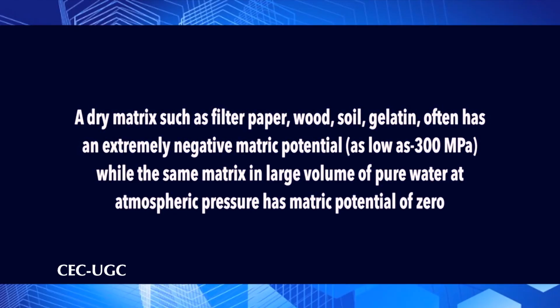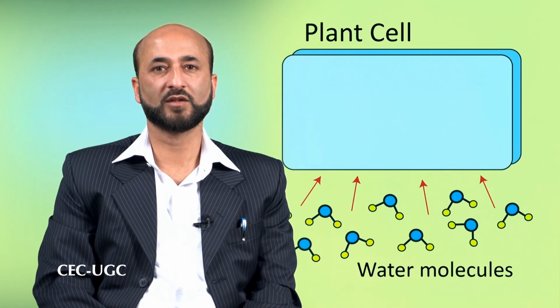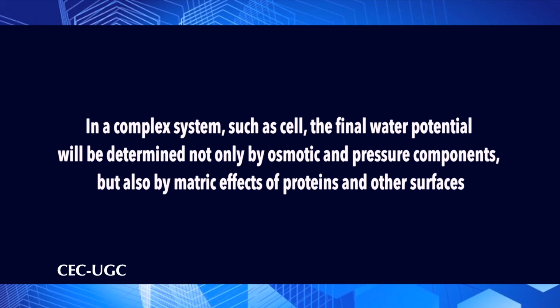A dry matrix such as filter paper, wood, soil, or gelatin often has an extremely negative matric potential. It can be as low as -300 MPa, while the same matrix in a large volume of pure water at atmospheric pressure has a matric potential of zero, because being saturated, it is in equilibrium with surrounding water and does not have a tendency to adsorb additional water molecules. In a complex system such as a cell, the final water potential will be determined not only by osmotic and pressure components, but also by the matrix effects of the proteins and other surfaces.